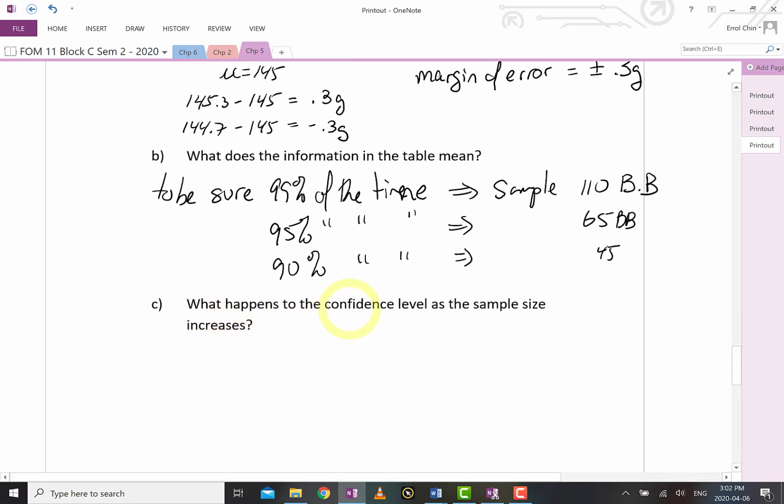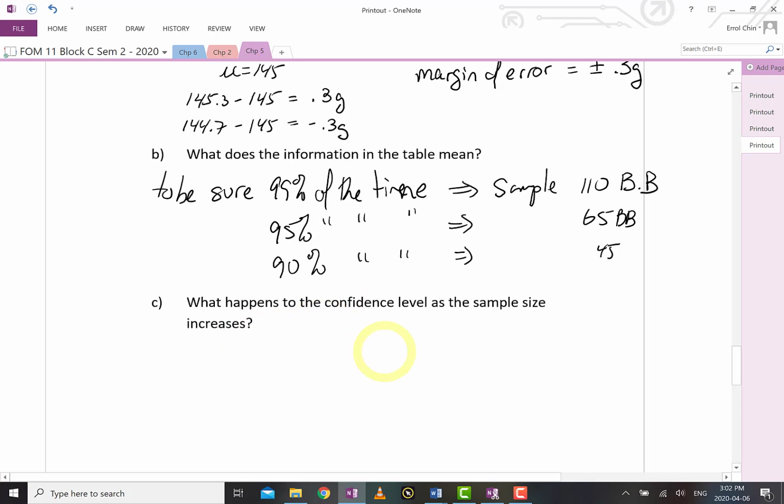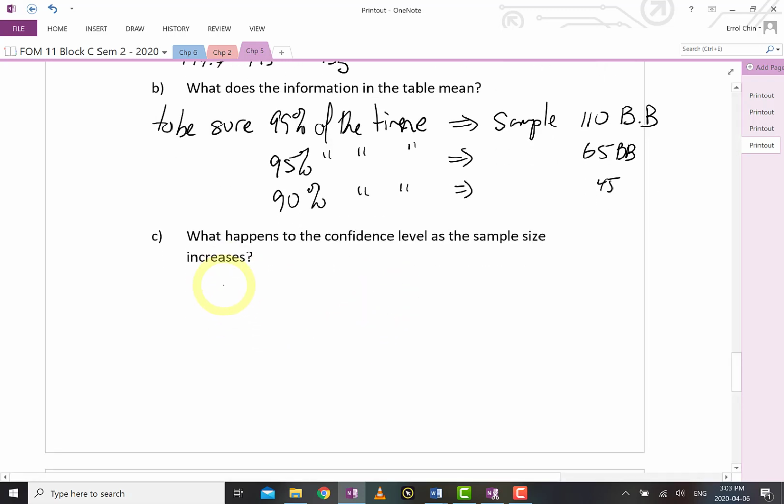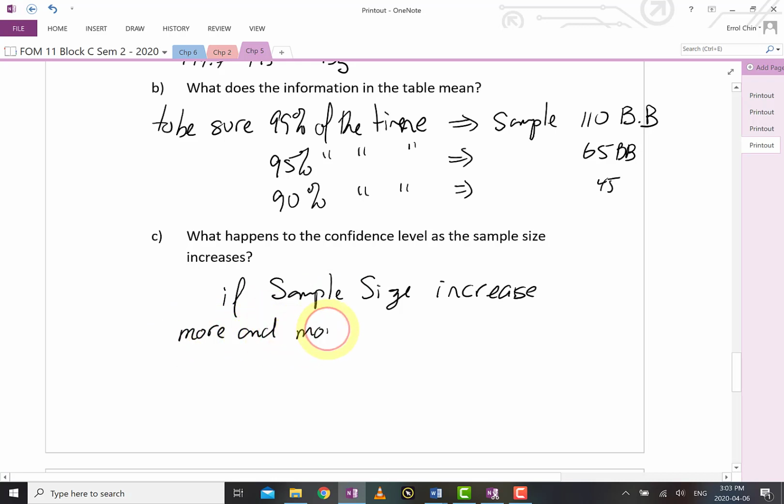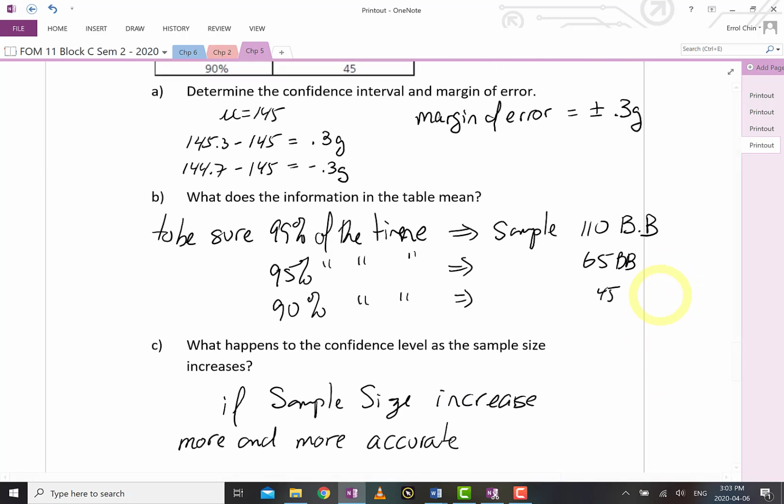Again, it says here, what happens to the confidence level as the sample size increases? Well, if sample size increases, and if you continue to increase it enough, there's a possibility that your sample size could be the whole population itself. That means you're going to get more and more accurate. Which means that your margin of error, right? As long as your sample size gets larger and larger, your margin of error actually gets smaller and smaller.